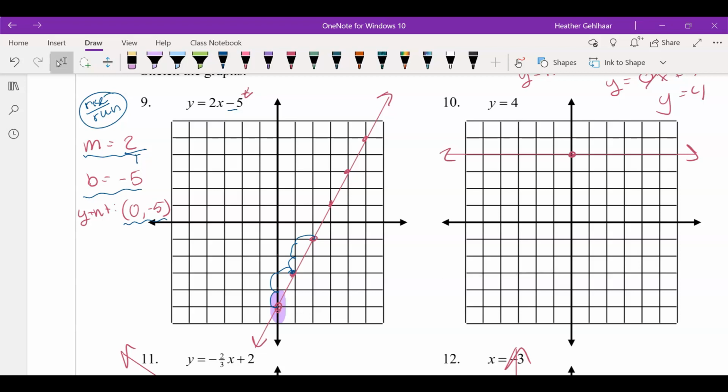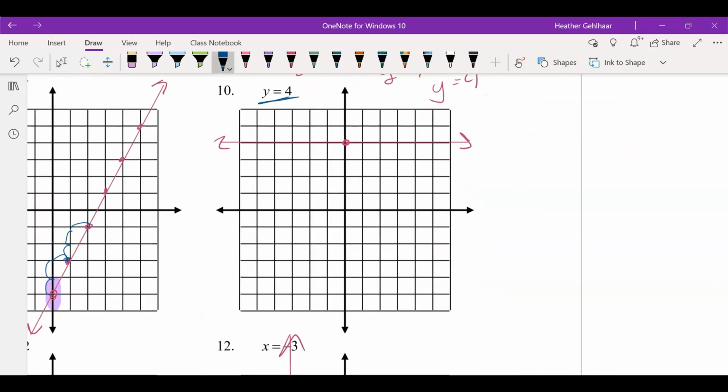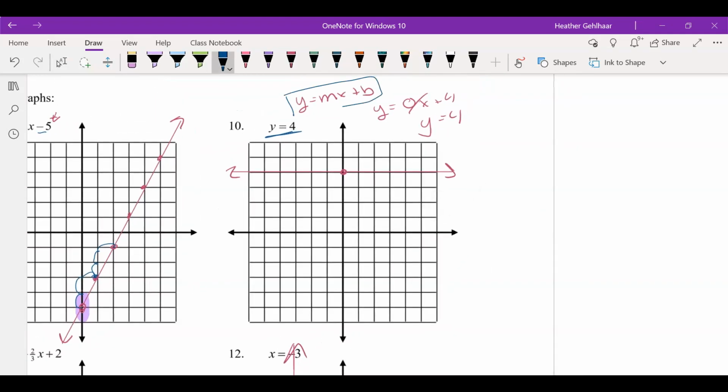All right, number 10. This one here is a nice fun one. So this is y equals 4. As you see here, we know, and I wrote this down above, our slope-intercept form is y equals mx plus b. Now, we have nothing there, right? So if I were to go ahead in this next step and say y equals 0 times x plus 4, well, that would get me the y equals 4. So that means our slope equals 0, and that means we have a horizontal line. So at this point, you're going to count up 1, 2, 3, 4, and you're going to go directly across and draw your line here. And remember, it's horizontal. Think horizon.